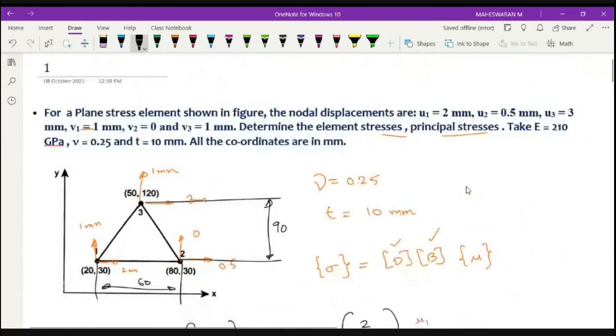So anyway, you try the same type of problem in plane strain condition.